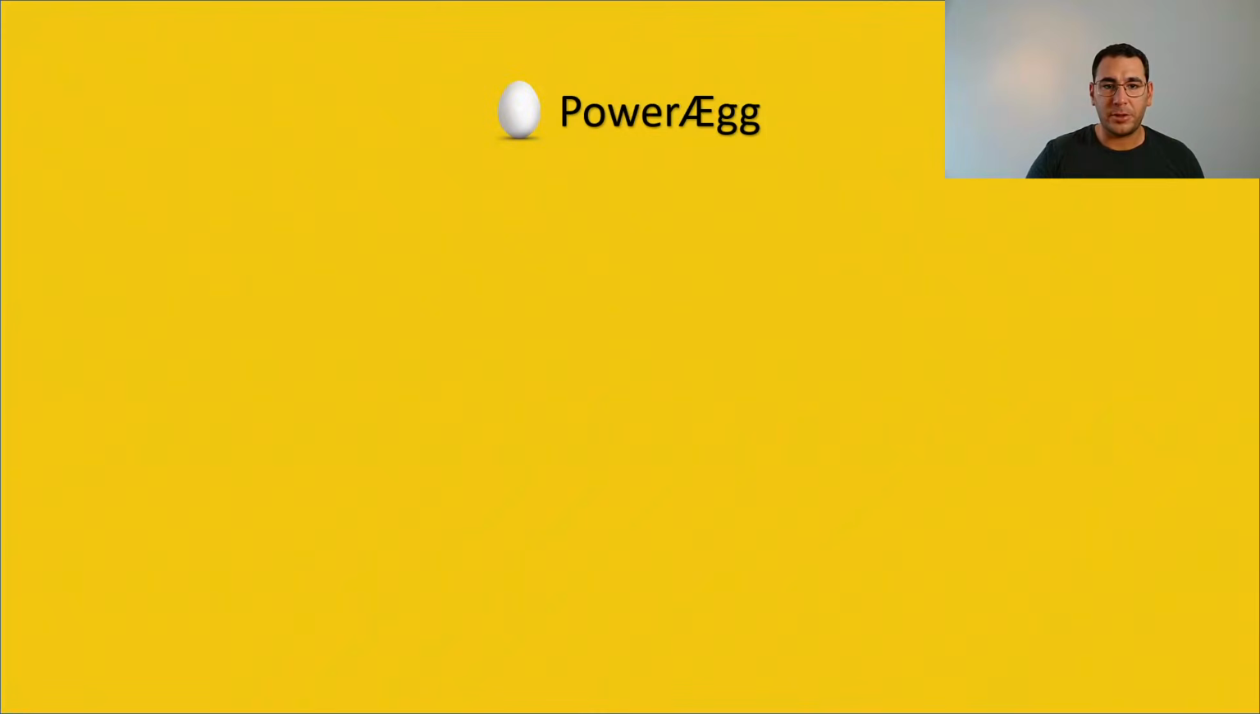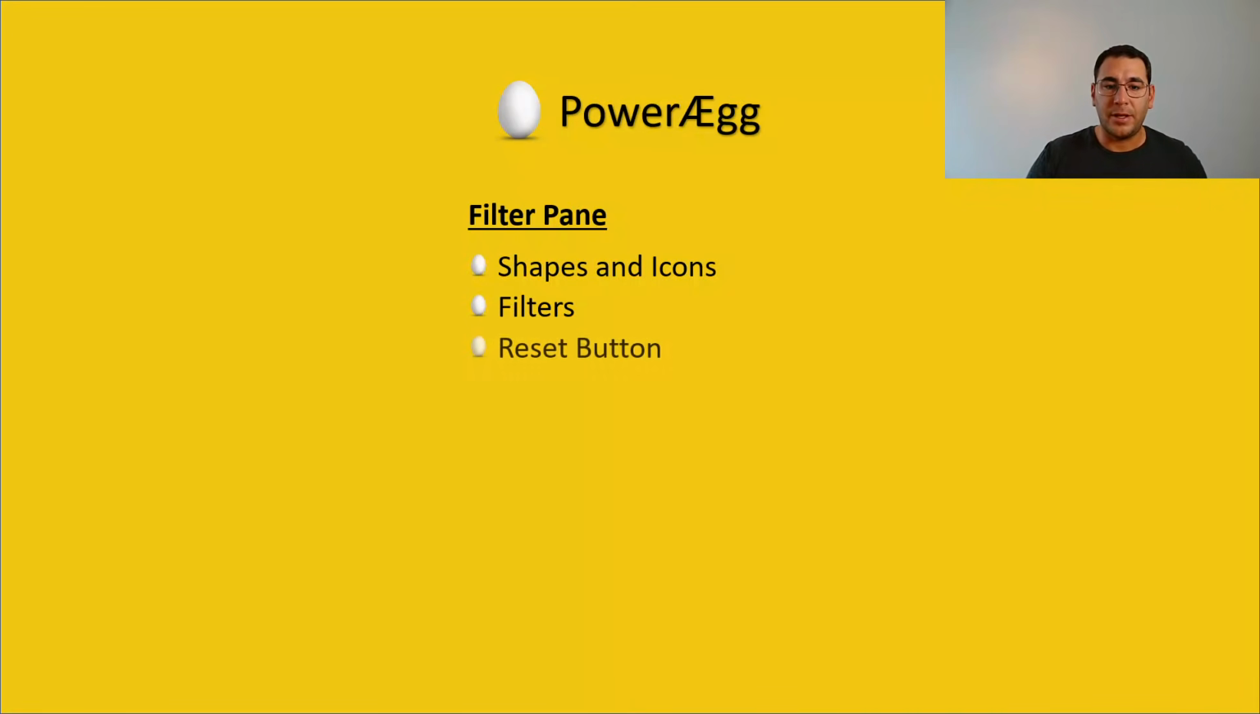Okay, now that we have our bookmarks set, let's continue with the filter pane, which is the dynamic filter pane that will open and close depending on what has been selected. For this, we need our shapes and icons. Then we need our filters. And then finally, we need our reset buttons.